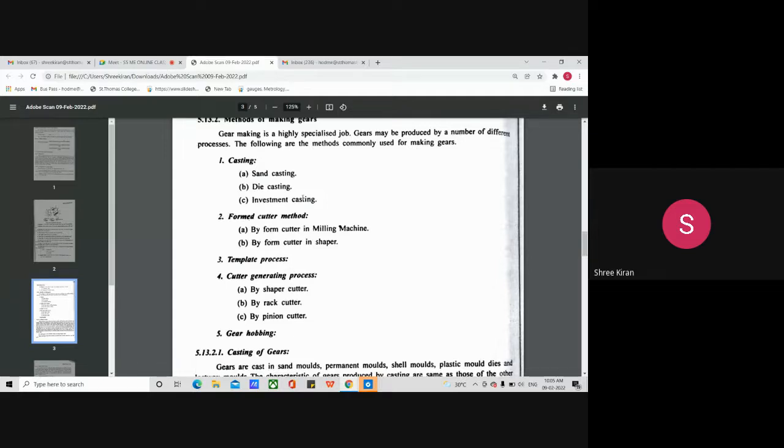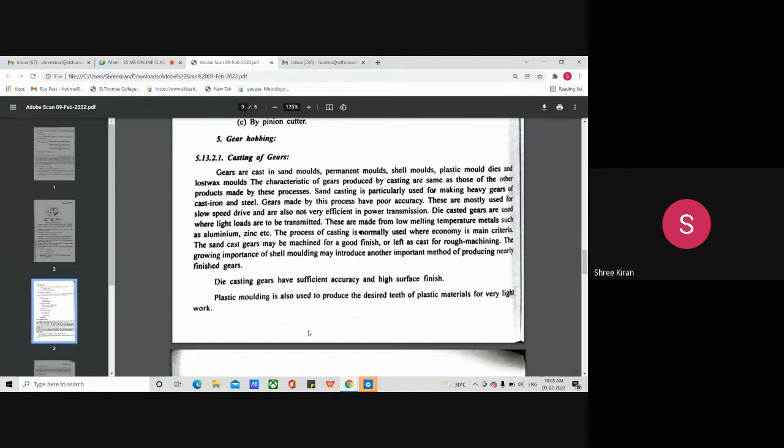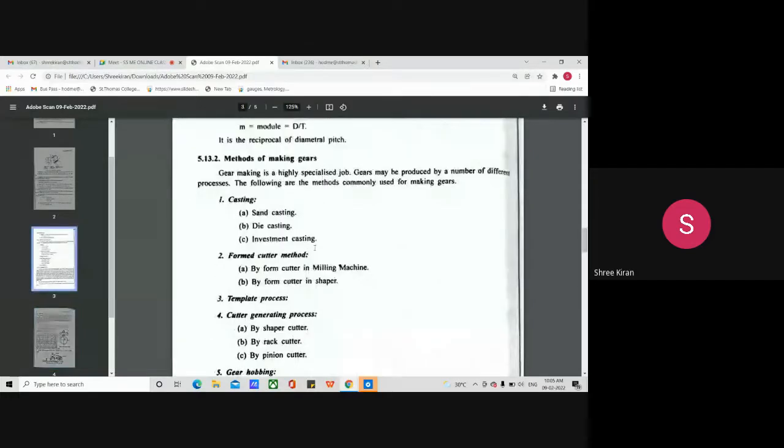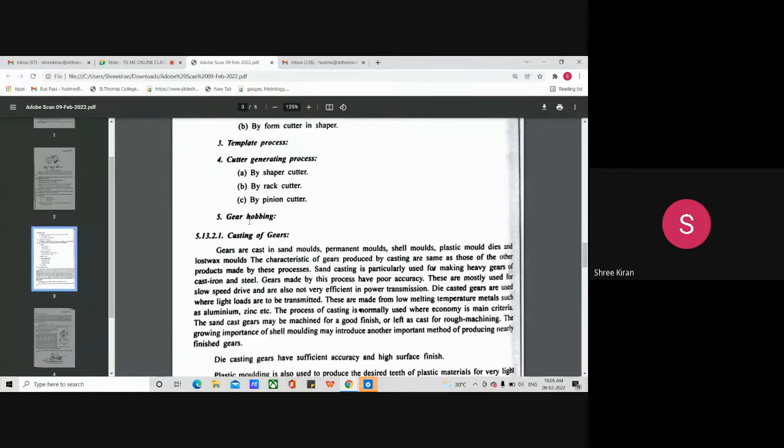So we will start with the casting of gears, then the form cutter process. Sand casting, die casting, and investment casting we have already discussed with respect to the manufacturing process. So now we start with the casting of gears.